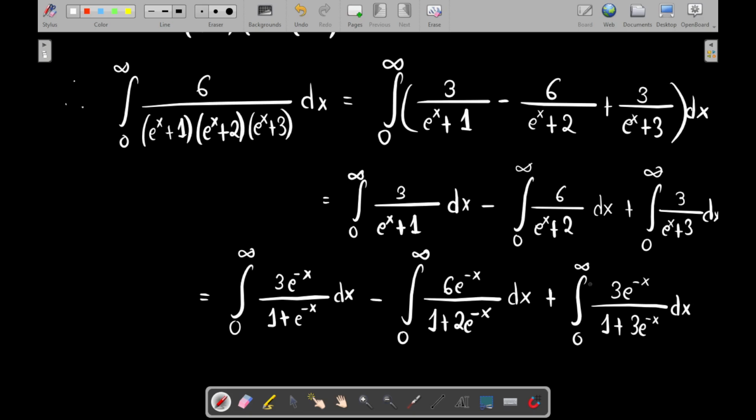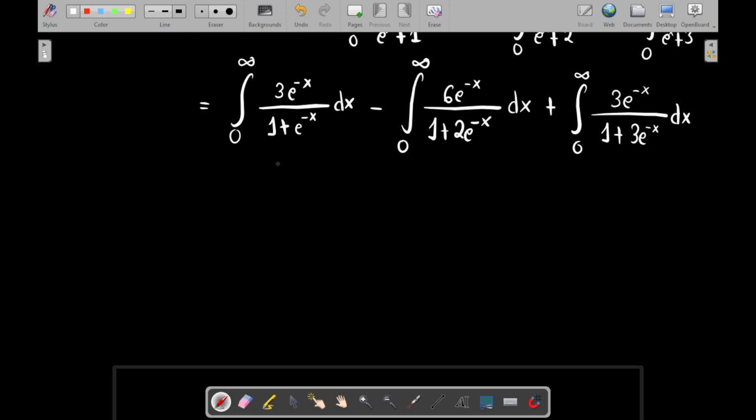Okay, this step is clear. You can pause the video and see clearly if there is any doubt. I have just divided each of these numerators and denominators with e to the power x separately. So now this step is done, because now I can use a different substitution separately for each of these.